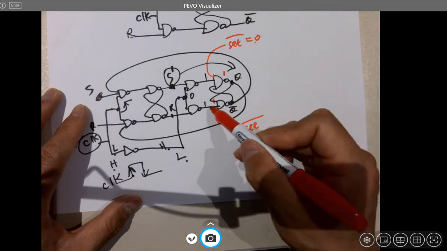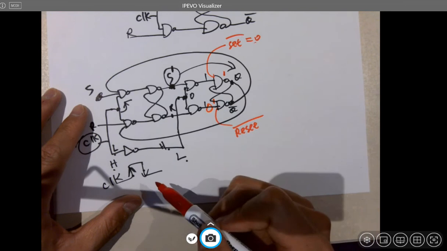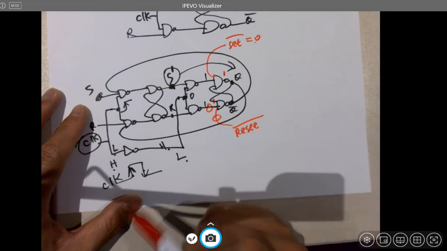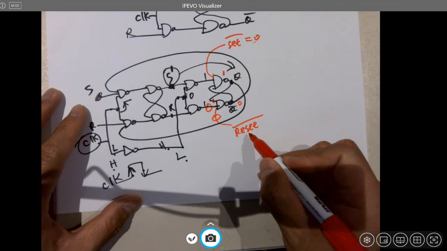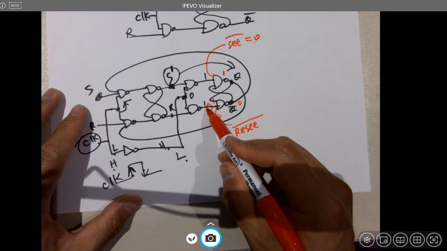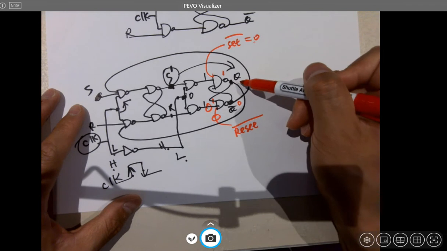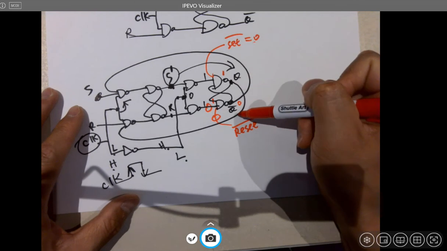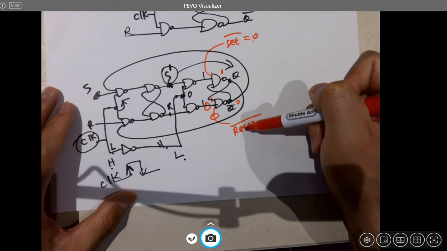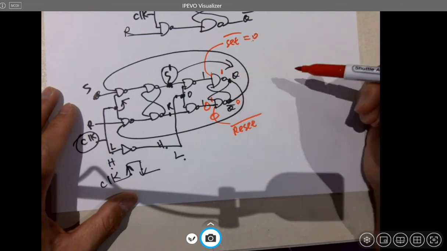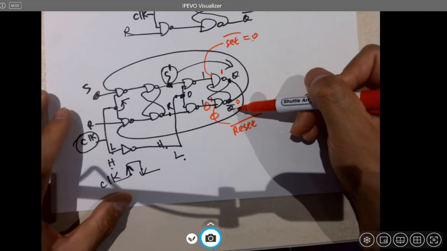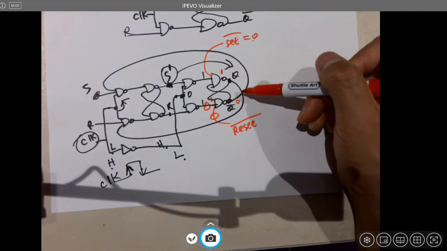And because you don't know what this guy is, whatever you put here, you just cannot directly give a zero here, because you don't know what the line here is. What is the data at this point? So you can definitely set Q, but you cannot reset Q bar. Same for reset. When you are resetting Q bar, you cannot make sure Q is being set. You need these two to be inverted to make whatever here happen.